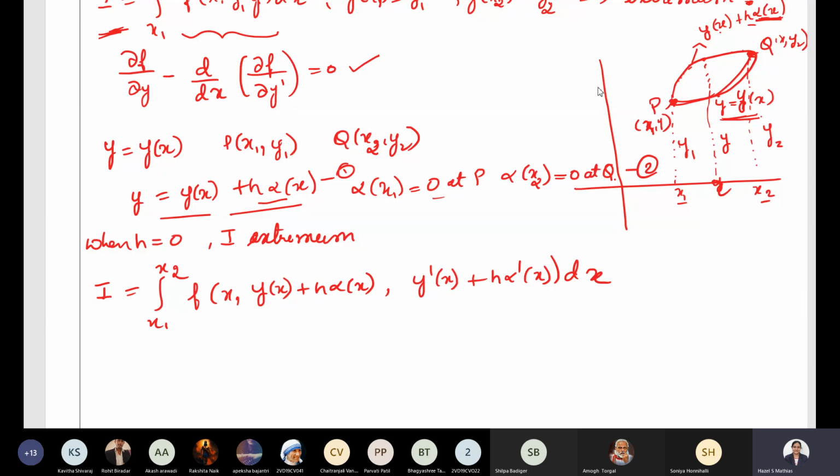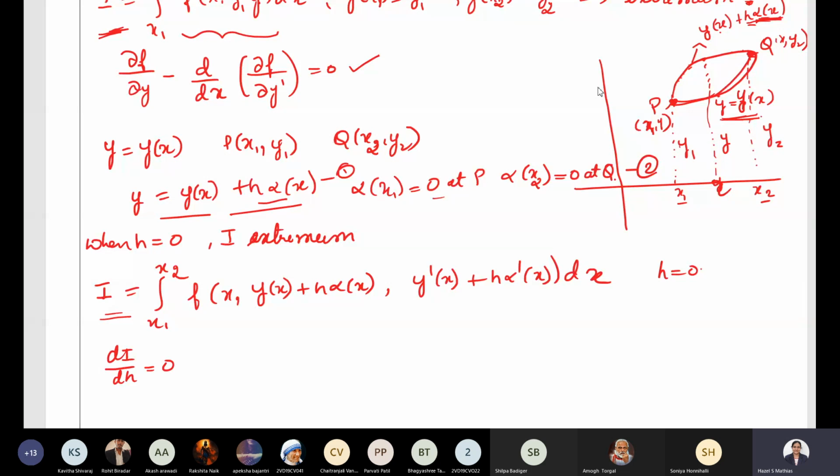Now what happens? This entire integral, the functional, attains its extremum when h is equal to 0. When this slight variation becomes equal to 0, two curves coincide. So when two curves coincide, we will get an extremum. Now what we need to do, to acquire this, is find dI by dh equal to 0.